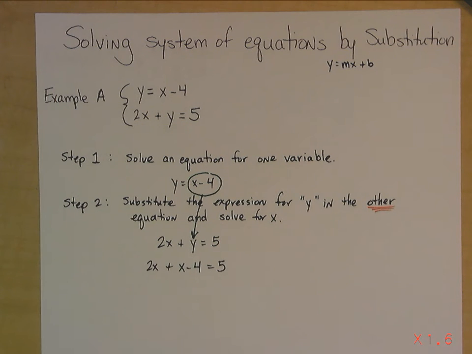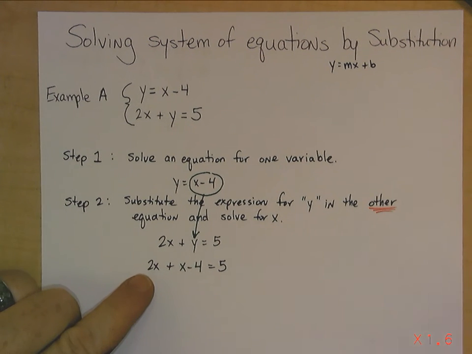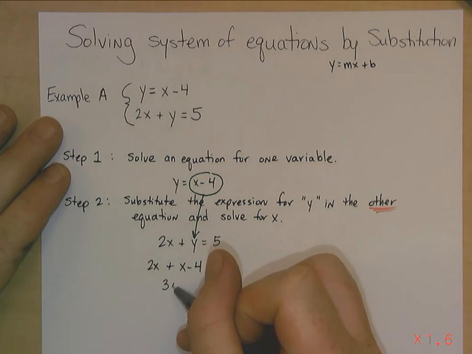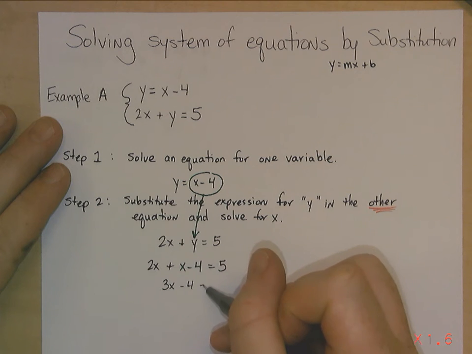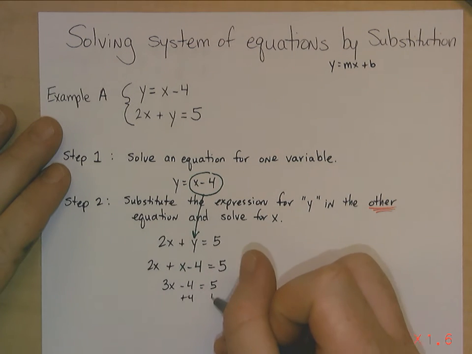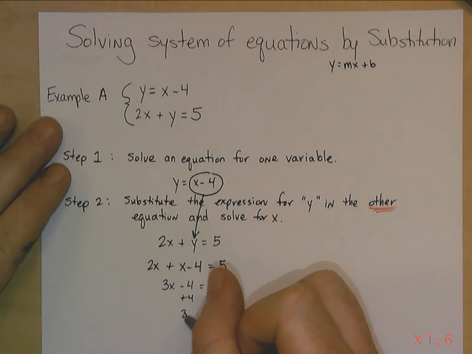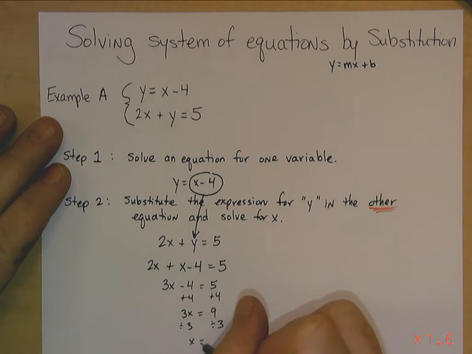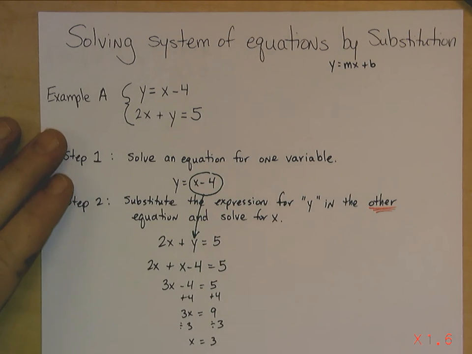But anyways, let's go ahead and solve for x. So let's combine like terms. The only thing we can combine here is 2x plus x. That's 3x minus 4 equals 5. And then this is just a two-step equation. We add 4 to both sides. We get 3x equals 9. Divide both sides by 3. x equals 3. So now we have x equals 3.